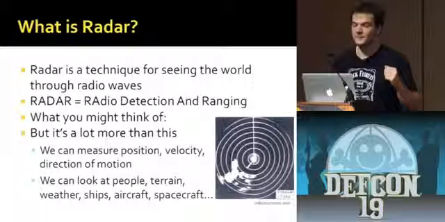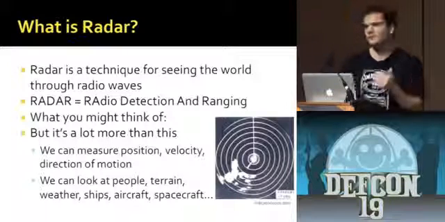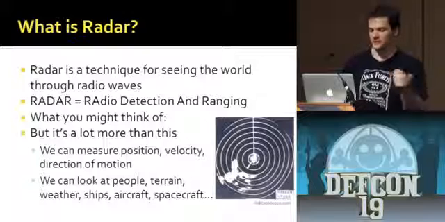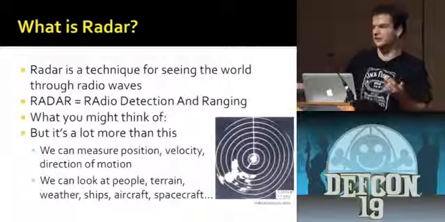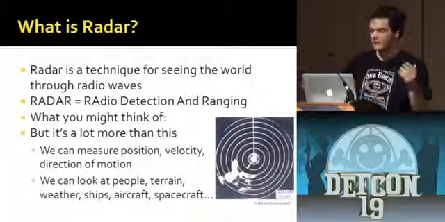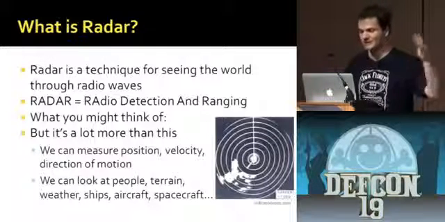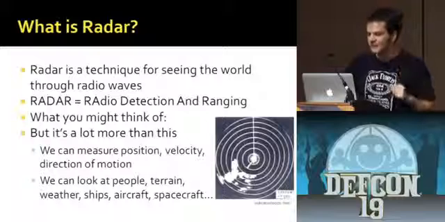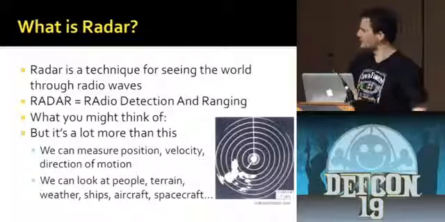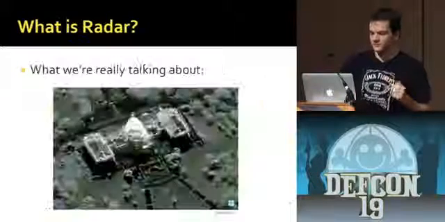But the thing is, you can actually do a lot with this type of technology. You can look at pretty much anything. Here we've got people, terrain, like land surface. You can look at foliage, weather patterns, clouds, rain, ships, aircraft, spacecraft, pretty much anything you can think of. So I'm not really talking about something like this, but what we can do today is more something like this.